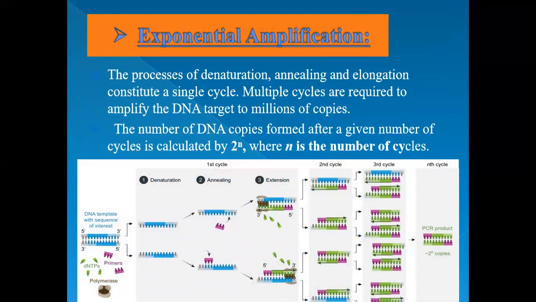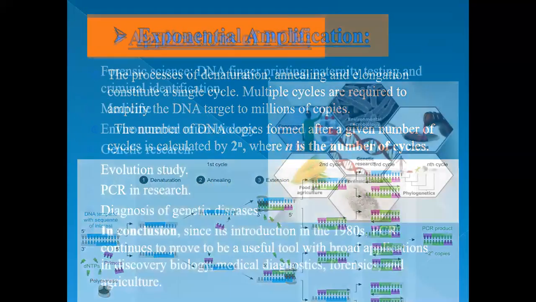Next is exponential amplification. Due to the exponential nature of the chain reaction, we are able to produce billions of copies of DNA fragments from only a single copy of the fragment. The product of the first reaction is used as a substrate for the next reaction.